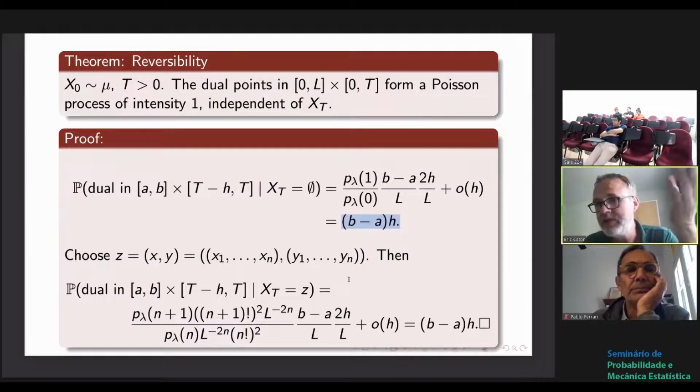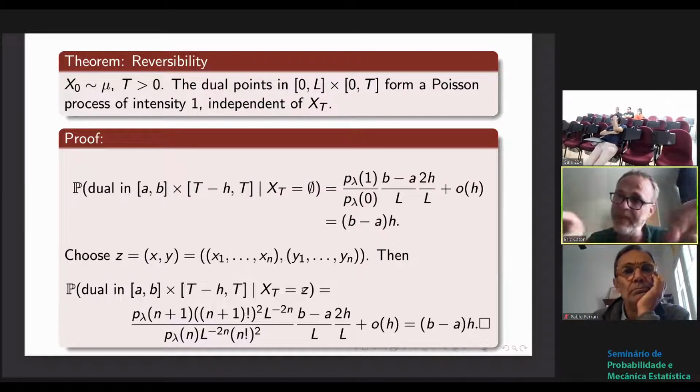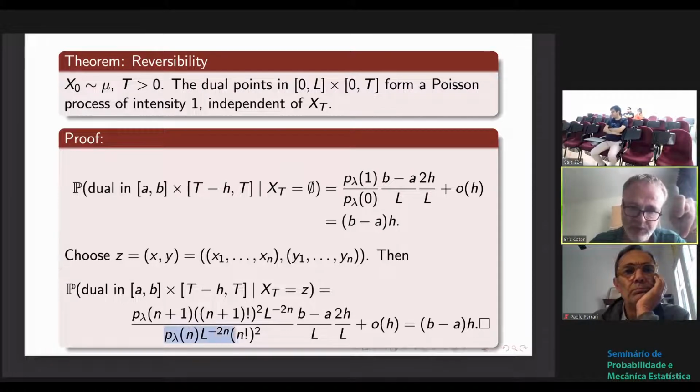And if you have a more difficult conditioning, it's actually very similar to what we've seen before. So here we have a general conditioning: you have some configuration z at time t, and you want to have a dual point in this interval AB and this small time interval. And then you realize that this can only happen if at time t minus h, you have the same configuration, but you get these 2 extra points that annihilate at the right space. So at the bottom, you get the conditioning density. At the top, you get one positive particle more and one negative particle more.